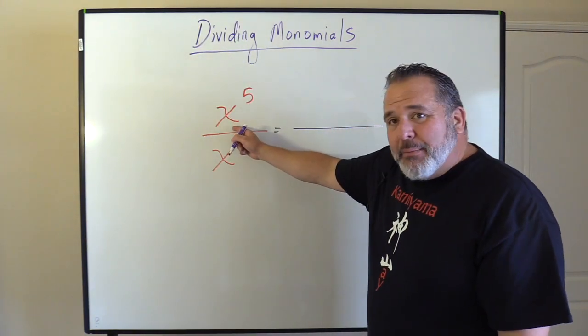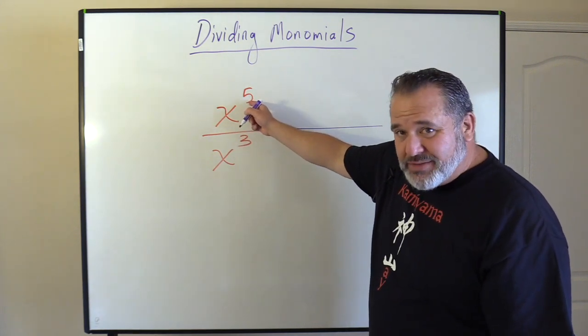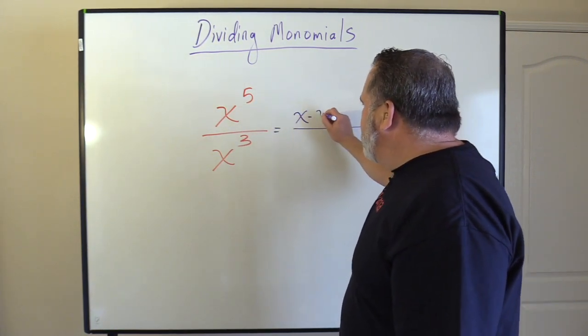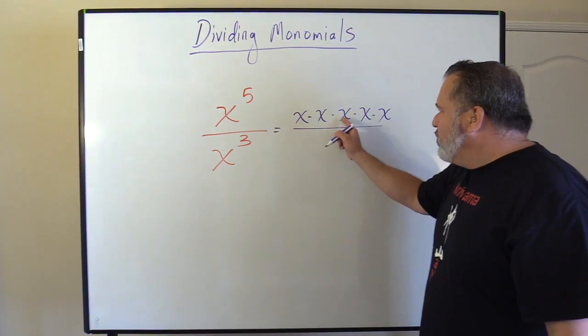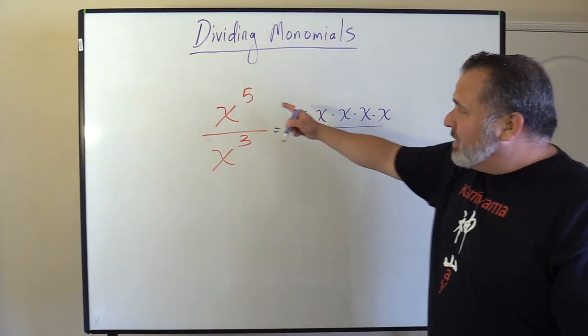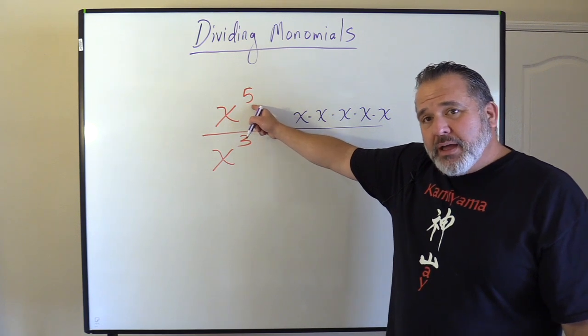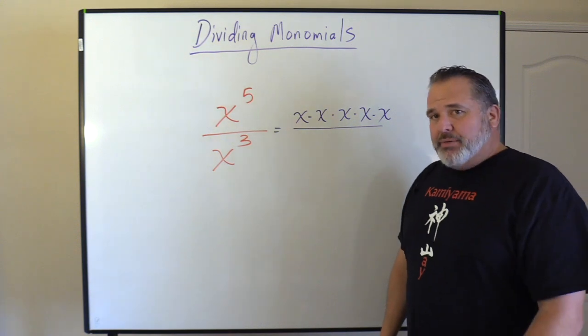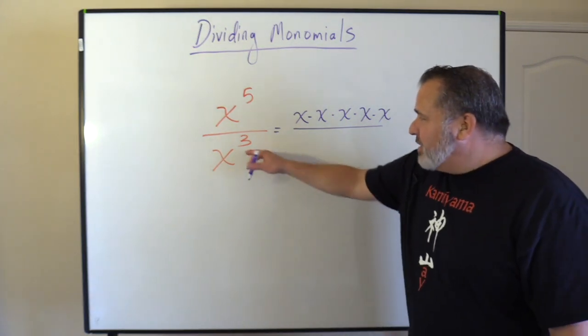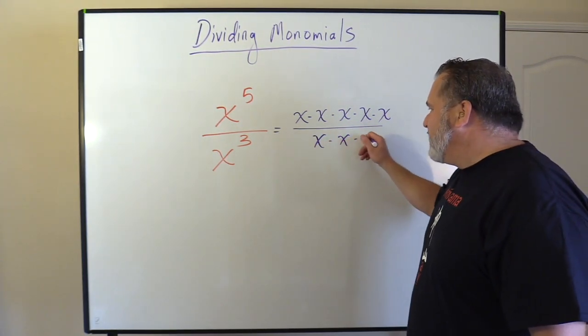I take x and I multiply it by itself 5 times, right? So that's going to be x times x times x times x times x. Look at that. 1, 2, 3, 4, 5. I have 5 x's there because I got an exponent of 5. How many x's do I have on the bottom in the denominator? 3, right? Because x to the third power is going to be x times x times x.